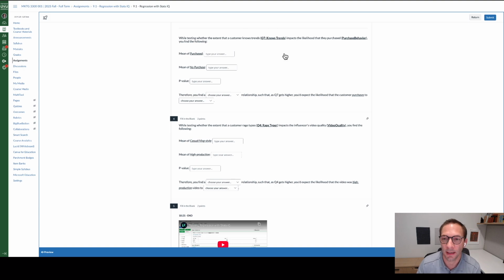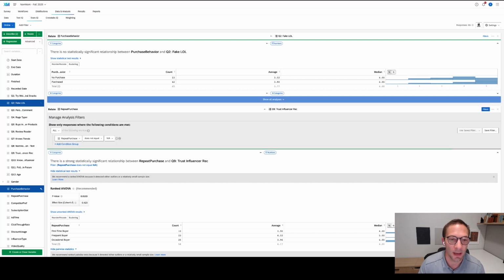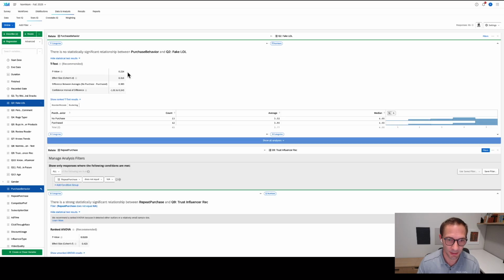So this is very similar to this question. We're just using a different input, but same output. So we're looking to see if no trends impacts purchase behavior. In this case, we're looking at fake LOL and purchase behavior. We see no statistically significant relationship. Here's the p-value here, and our averages between no purchase and purchase.